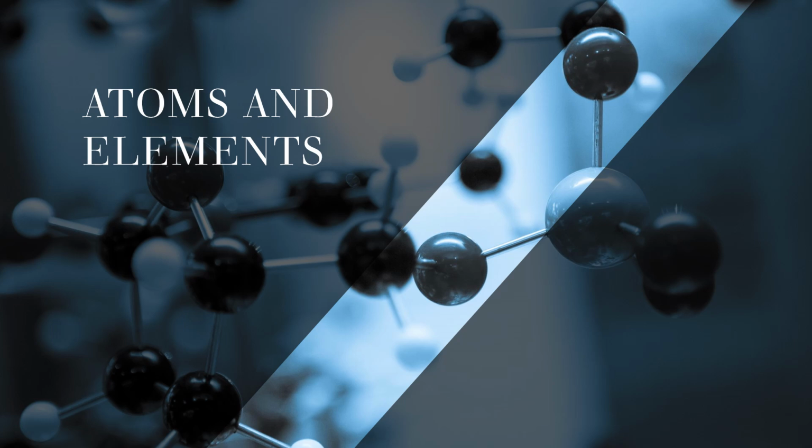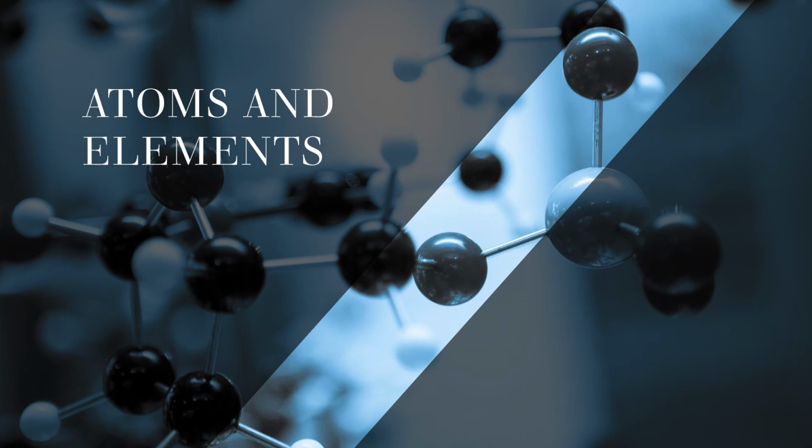Electron configuration. Electrons fill energy levels, or shells, in a specific order. The first shell can hold 2 electrons, the second shell can hold 8 electrons, and the third shell can hold 18 electrons, and so on. Electrons in the outermost shell are called valence electrons and play a key role in chemical bonding.